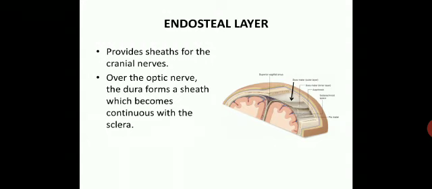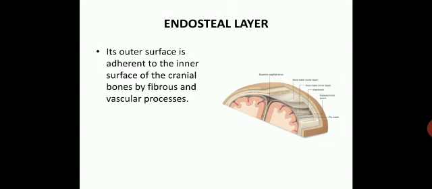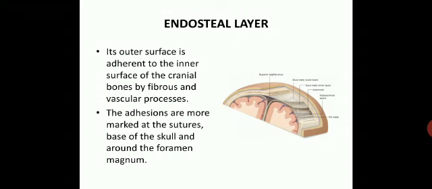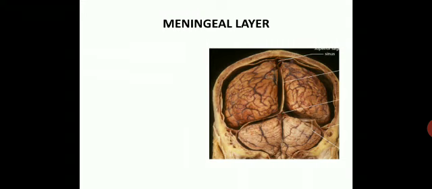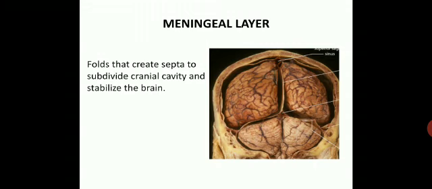Over the optic nerve, the dura forms a sheath which becomes continuous with the sclera, and its outer surface is adherent to the inner surface of the cranial bones by fibrous and vascular processes. The adhesions are more marked at the sutures, base of the skull and around the foramen magnum. The inner layer is the meningeal layer. It forms folds that create septa to subdivide the cranial cavity and stabilize the brain.